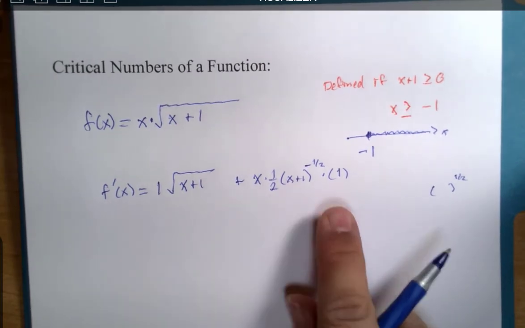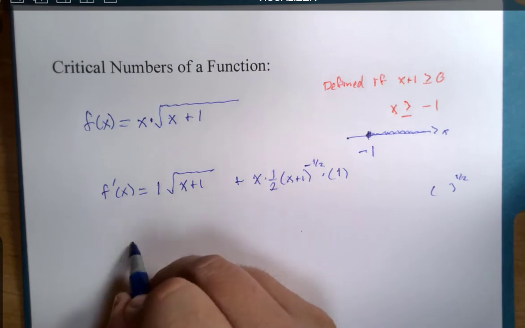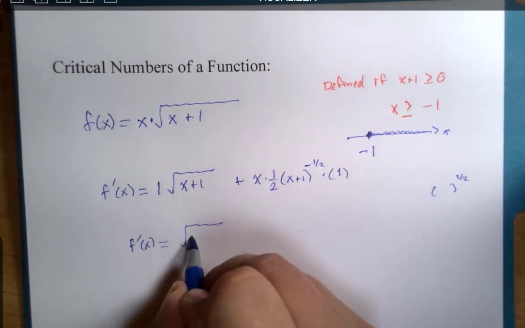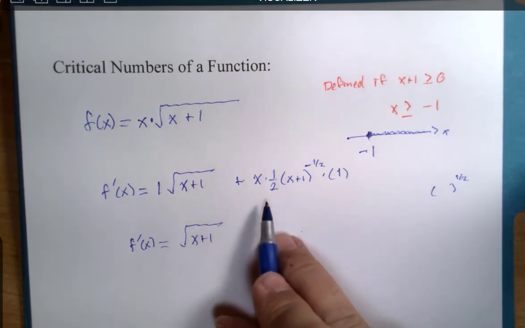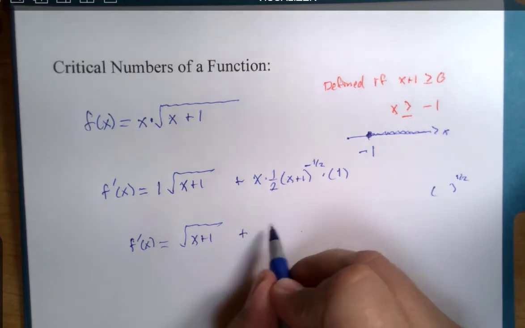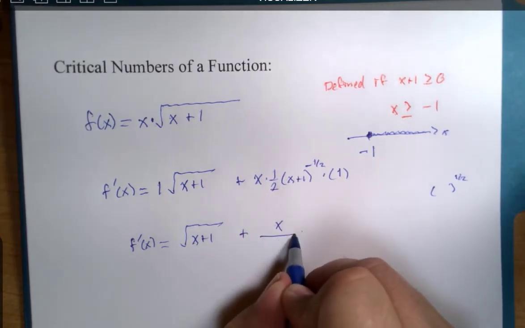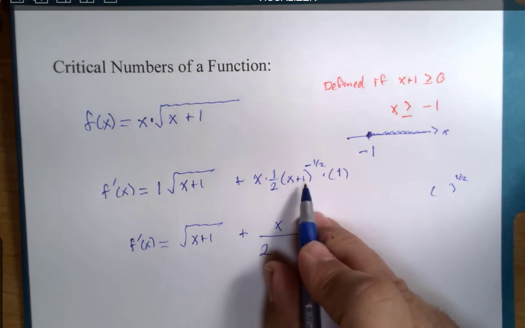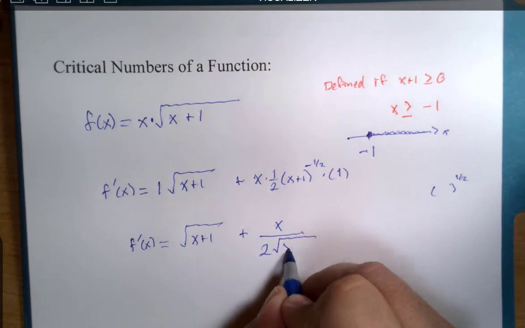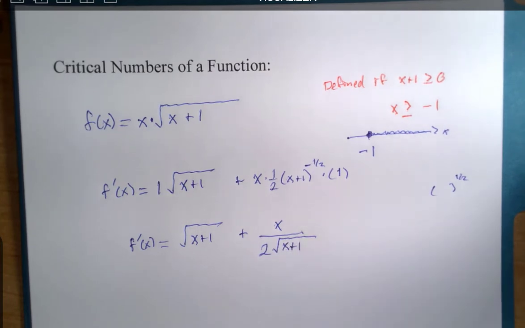It's a little bit of a mess, so let's do a little cleanup here. Square root of x plus 1. Let's see. So that's in the denominator, that's in the denominator, plus x over 2. Instead of writing it as the 1/2 power, I'm going to go back to the square root of x plus 1.